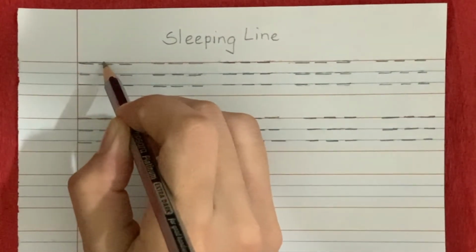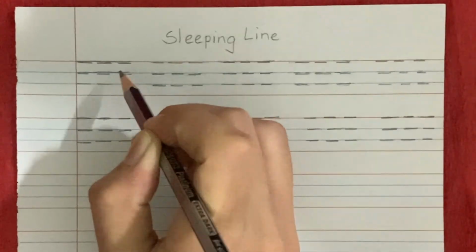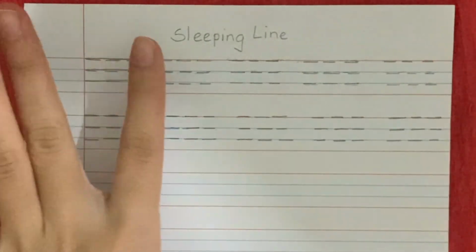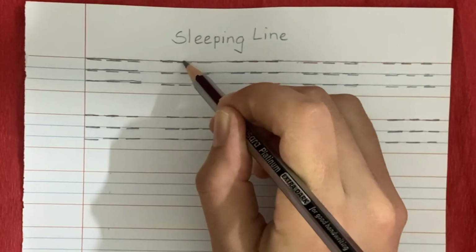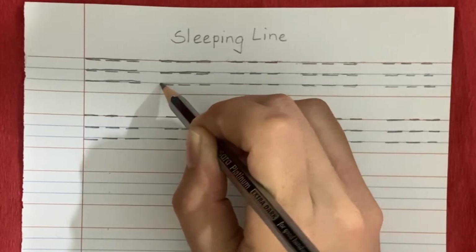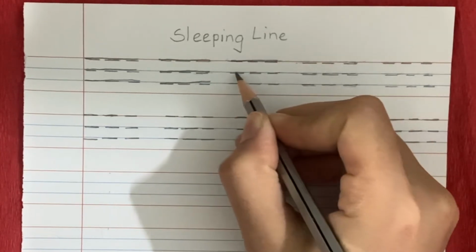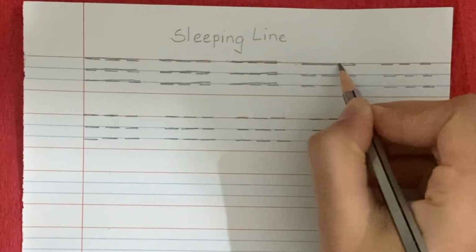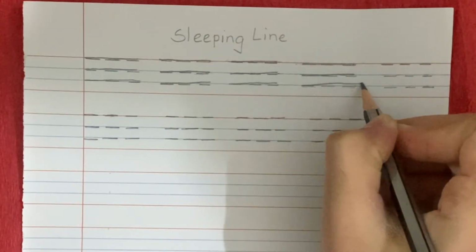Hold the pencil properly and start from left to right. Keep 1 finger distance on the first red line, first blue line and second blue line. One more time. Left to right. On the first red line, first blue line, second blue line.